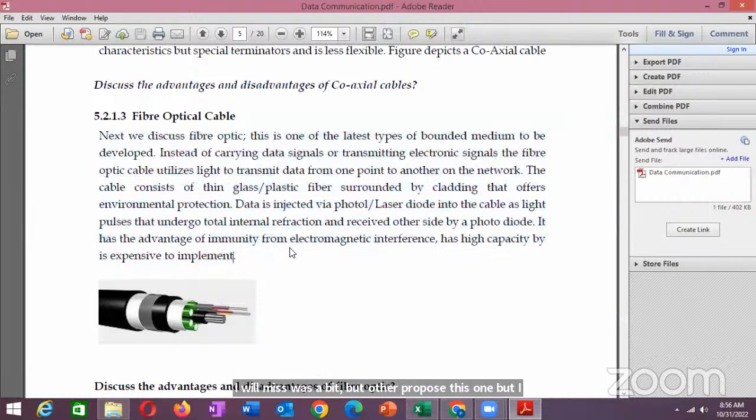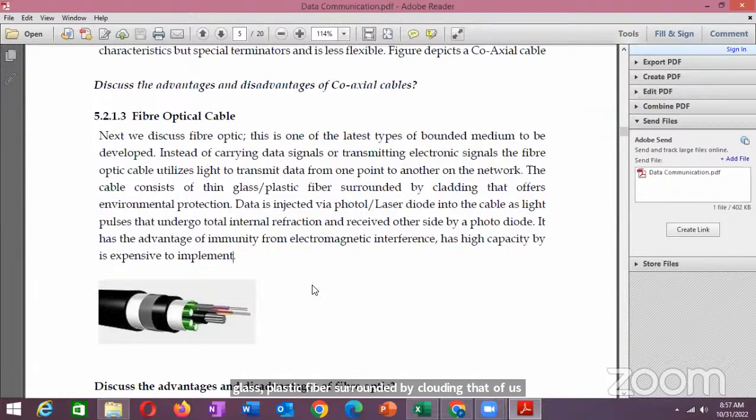So the fiber optic cable, this one is among the best. And next, we discuss the fiber optic. This is one of the latest types of bounded media to be developed. Instead of transmitting electronic signals, the fiber optic cable utilizes light to transmit data from one point to another on the network. The cable consists of thin glass or plastic fibers surrounded by cladding that offers environmental protection.